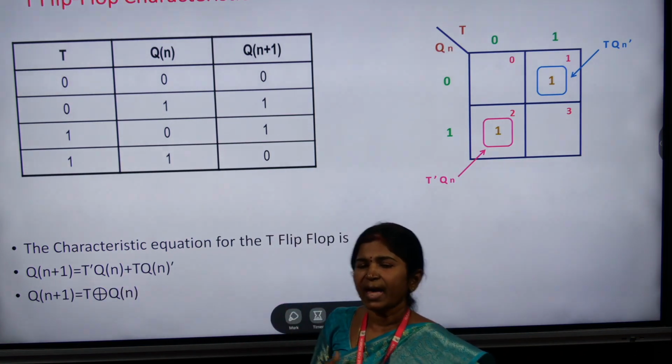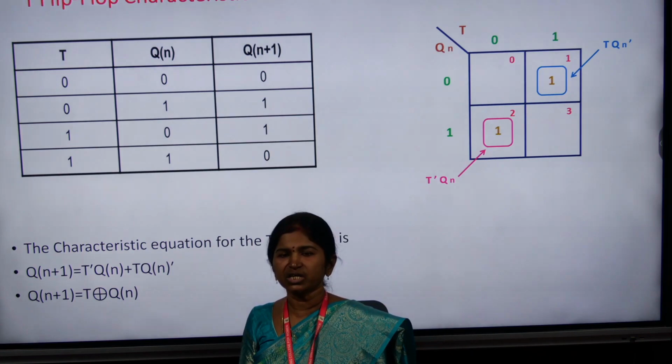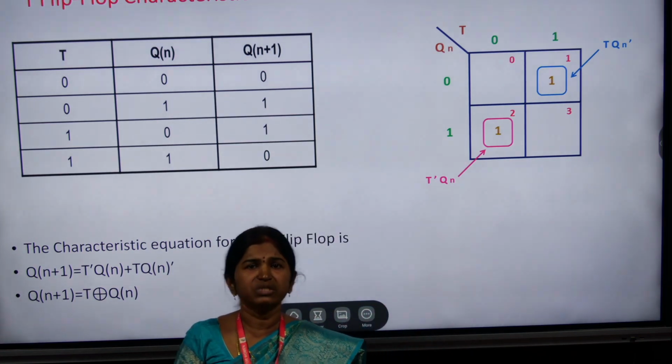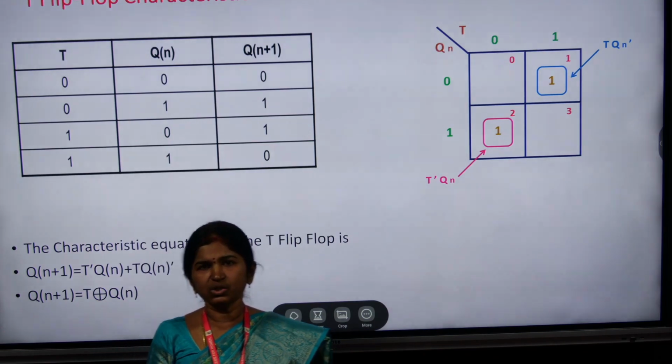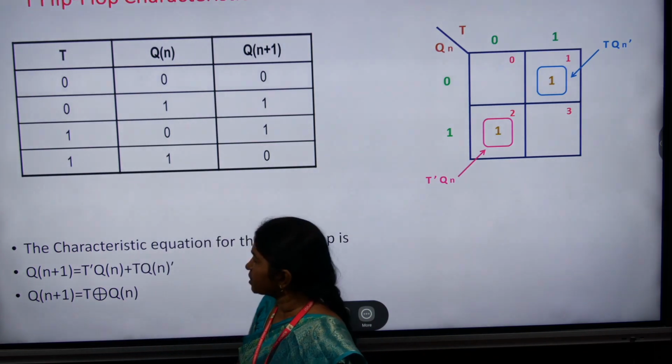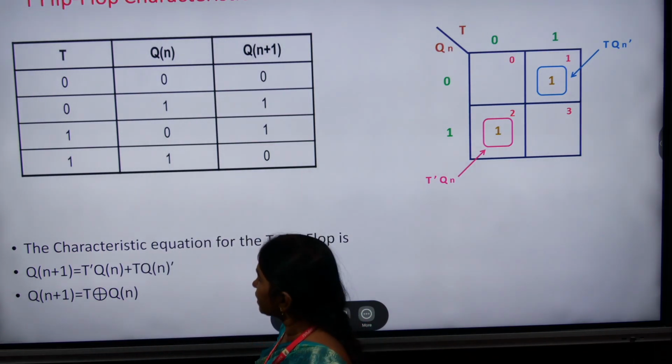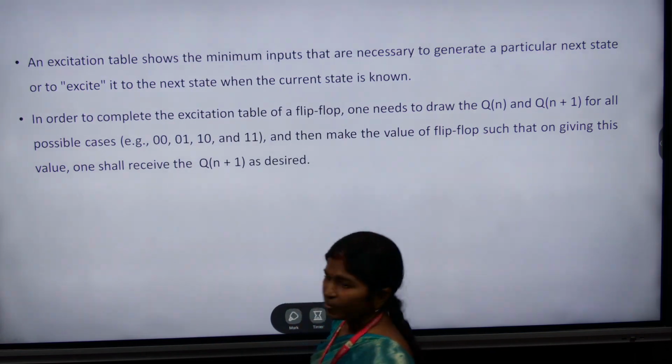So these are the characteristic tables and characteristic equations of SR flip-flop, JK flip-flop, D flip-flop and the T flip-flop. Now we have understood what is characteristic table and what is characteristic equation.